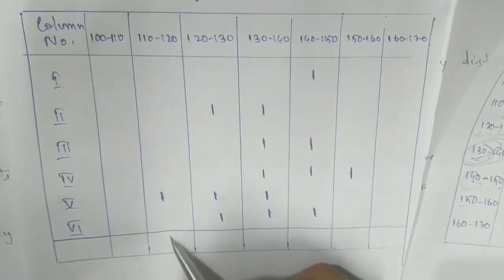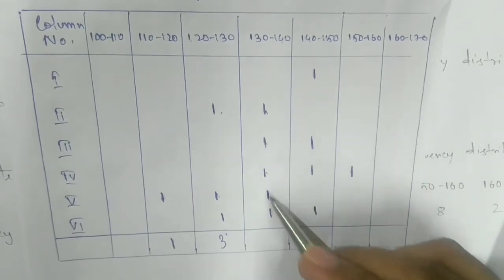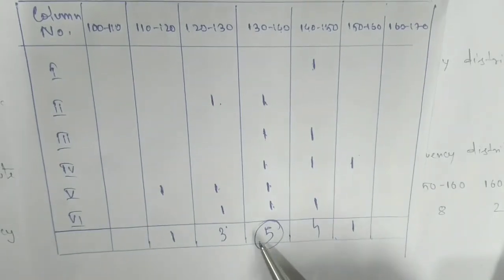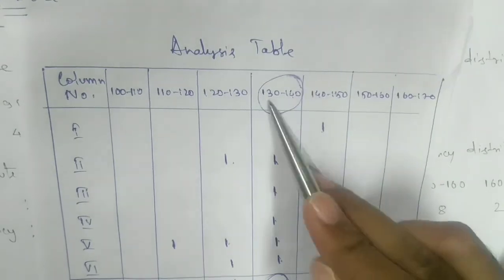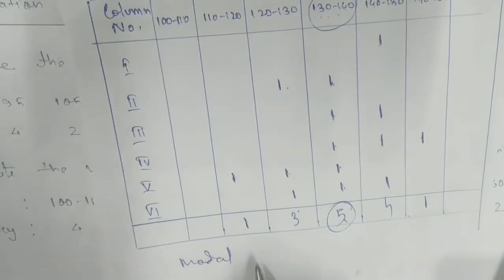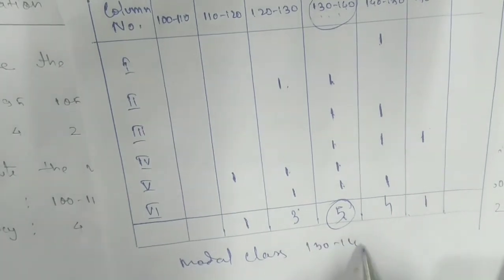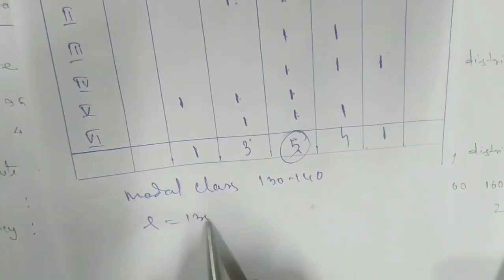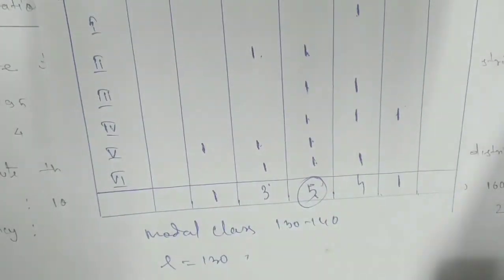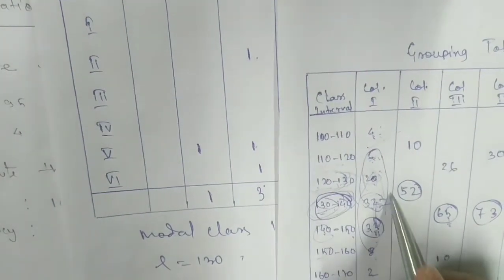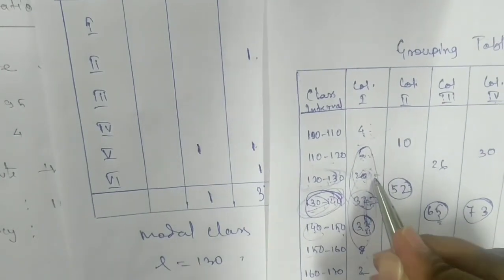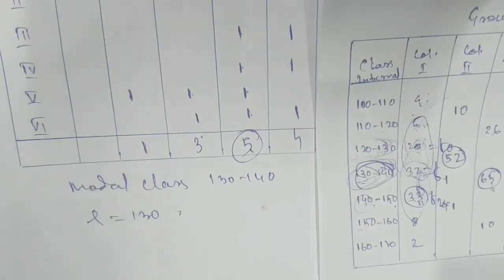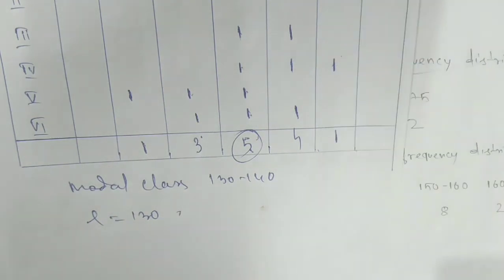Now you add: 1, 1, 2, 3, 3 bars, 1, 2, 3, 4, 5 bars, 1, 2, 3, 4, 4 bars, and 1 bar. So your highest frequency, meaning the highest bar, is which one? 5. This is your modal class. Here, the modal class is 130, 140. Now, whatever rule we have for the mode, L is what, 130. Now we have the frequency table, so take it: this is your modal class, this is your F1, this is your F0, this is your F2. Use this concept and use the formula of mode and you will get your mode value. I hope you people have understood. Thank you.